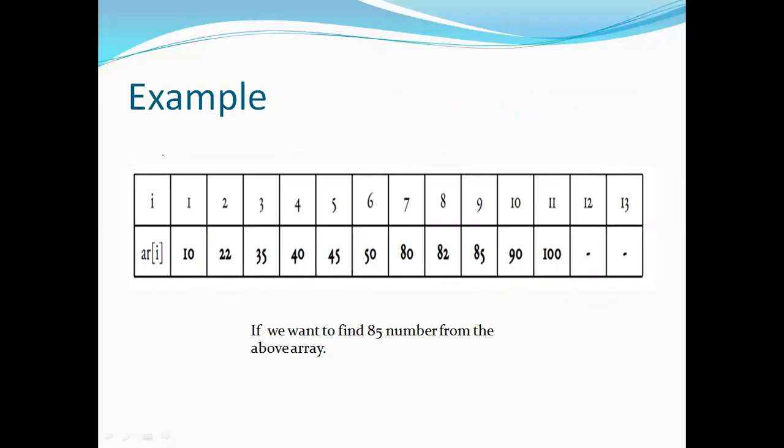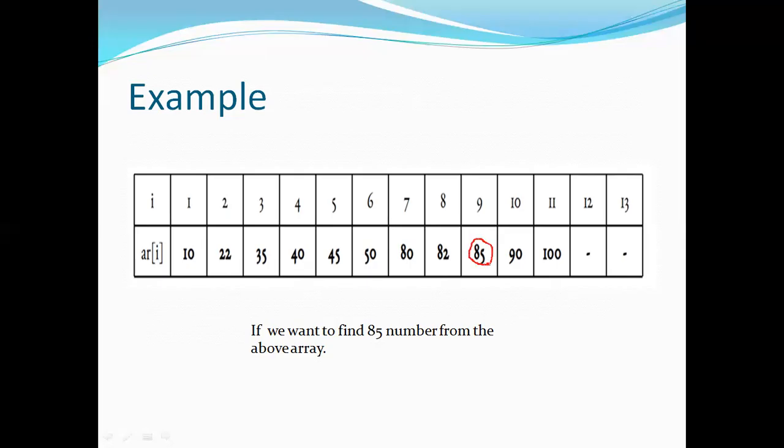This is the array I have taken. This is the subscript, you know already. This is a one-dimensional array with 11 elements, numbered 1 to 11, and these are the elements: 10, 22, 35. This is a sorted array: 10 is less than 22, 22 is less than 35, and so on, and the last element is 100. Here I am going to search for the element 85.